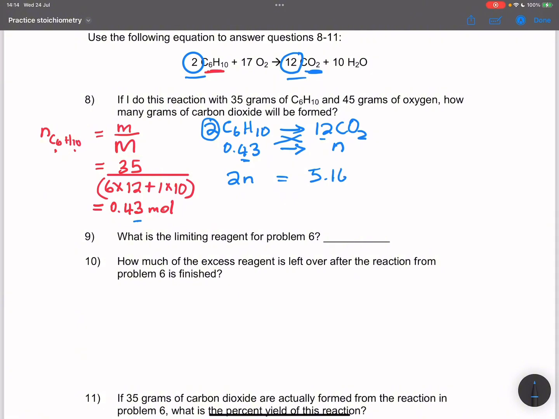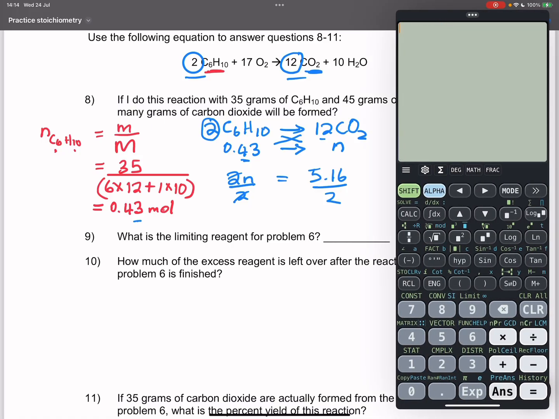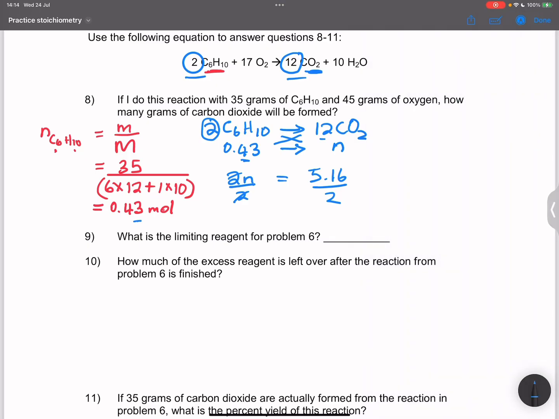And so I'm going to divide both sides by 2. 5.16 divided by 2 is 2.58. Now please, I want you to listen very carefully, ladies and gents. Assuming that our hexane is our limiting reagent, it would actually produce 2.58 moles of carbon dioxide.